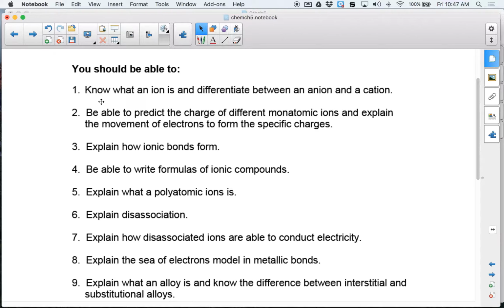Number 5 says you should be able to explain what a polyatomic ion is. That's the big one. A polyatomic ion is a bunch of atoms connected together that create an ion itself. So instead of just having one atom with a charge, we have a bunch of atoms all tied together, and together they have a charge. Most polyatomic ions, of course, are negative. You have your polyatomic ion sheet.